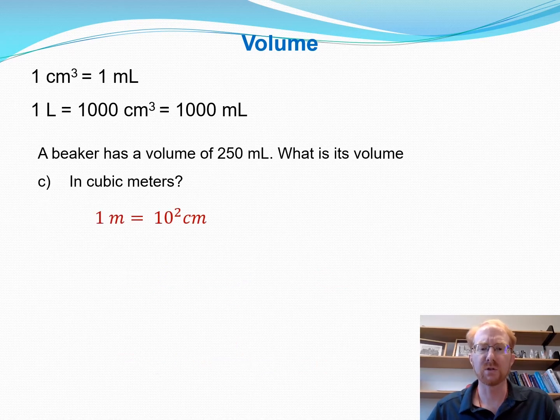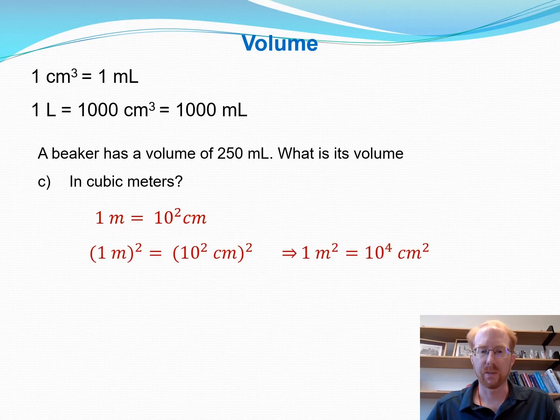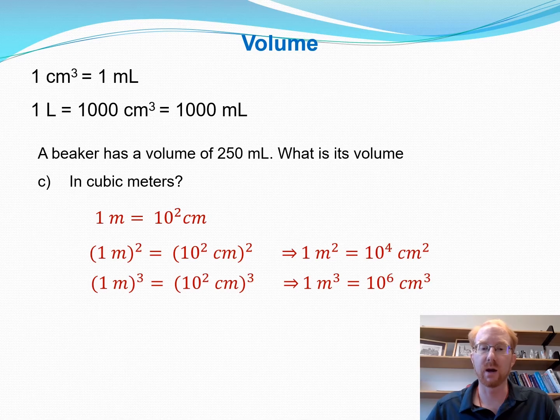So we know 1 meter is the same thing as 10 squared centimeters. That means 1 square meter, in area, is 10 to the 2 centimeters squared, or 10 to the 4 square centimeters. So that takes me from length to area. Now to go from area to volume, I need to cube it. So a cubic meter is 1 times 10 to the 3 meters, and a cubic centimeter would be 1 times 10 squared centimeters cubed, or 10 to the 6th cubic centimeters.